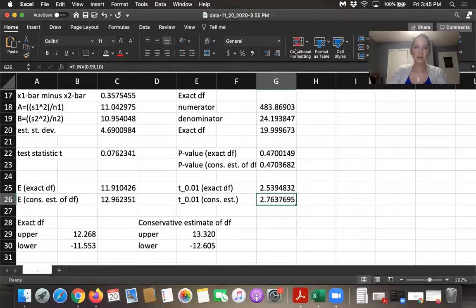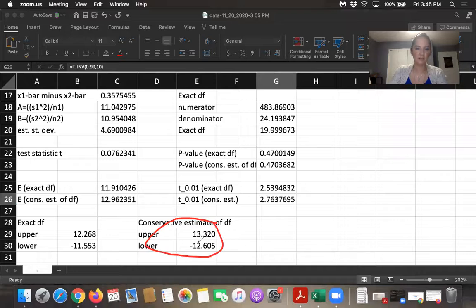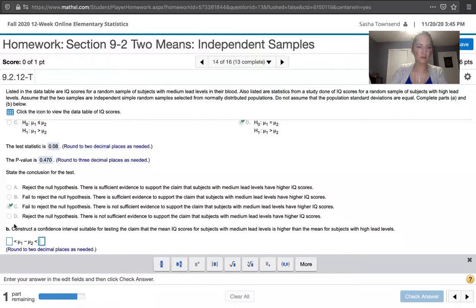So these are the answers that we got using our conservative estimate of the number of degrees of freedom. So I have negative 12.605 and 13.320. Let's see if it likes those. Hopefully it does. Unless I made a mistake somewhere else. It's very possible. Okay, so then using the more conservative estimate, my lower limit for the confidence interval is negative 12.605, and my upper limit is 13.320.